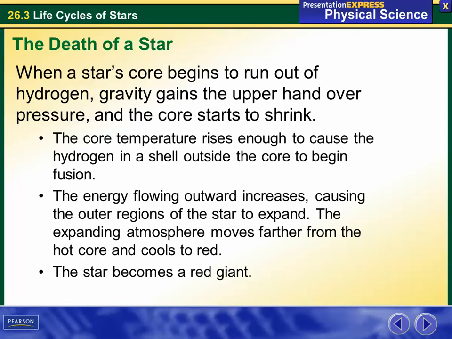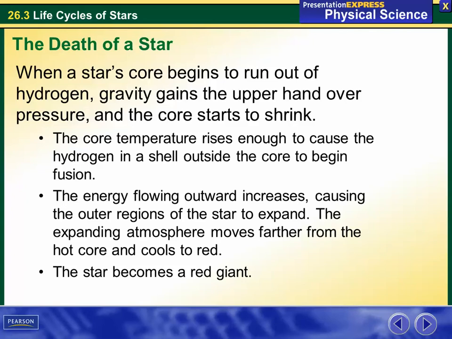When a star's core begins to run out of hydrogen, gravity gains the upper hand over pressure, and the core starts to sink. Again, we talked about that equilibrium between the thermal pressure from nuclear fusion and the inward pull of gravity. They balance each other out. Well, when they run out of hydrogen, that nuclear fusion stops and the core starts to shrink because gravity starts to push in, and like I said, it gains the upper hand.